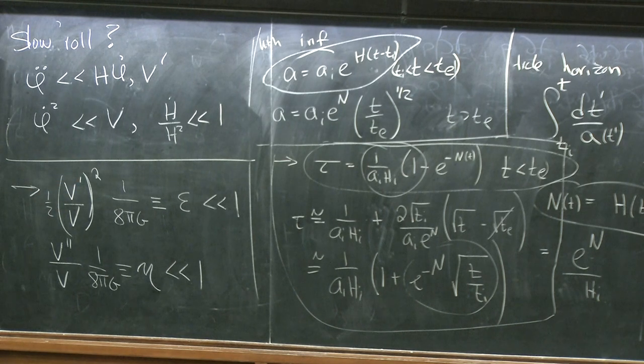Yeah, what rolls? It's not a very good word. It means that phi is changing with time slowly. So you're supposed to think of a ball rolling down a hill, but there's no moment of inertia, there's no angular momentum. It's just sliding, really. It should be called slow slide. But for some reason, it's called slow roll. Don't ask me why.